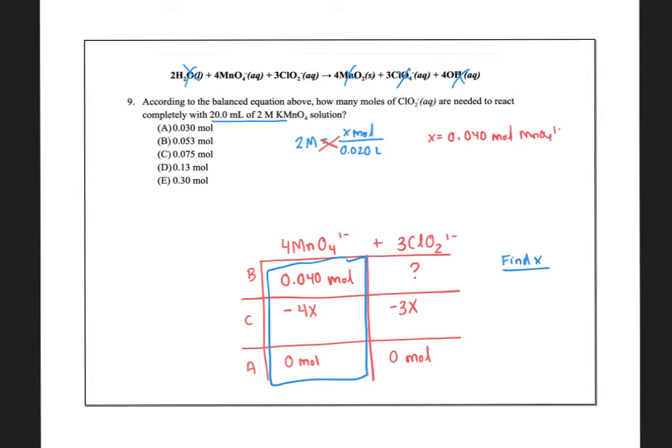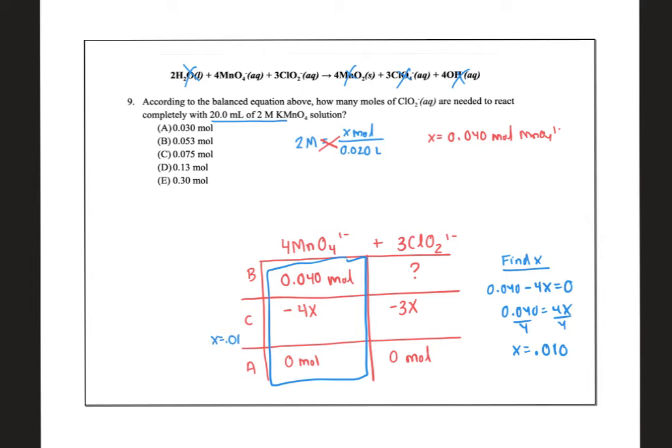So here's what I know. Because they said react completely, both of these are going to run out. So to find x, 0.040 minus 4x equals 0. So 0.040 equals 4x. We divide both sides by 4. Mental math, we're taking 0.04 divided by 4. X is going to be 0.01. So that's my x.